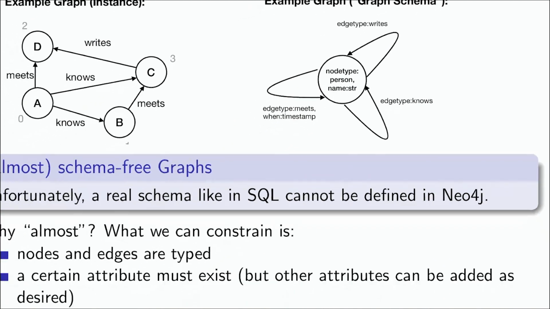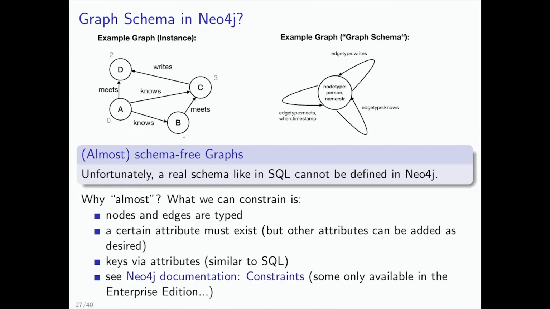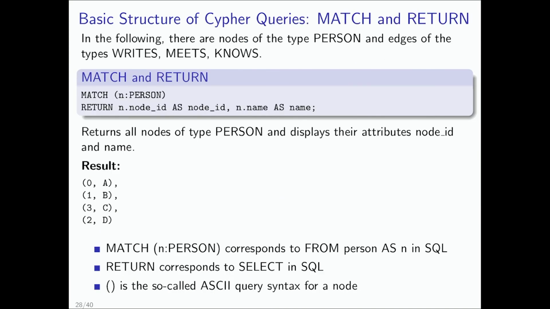you can define. However, when you compare it with what schemas in SQL do, you quickly run into the fact that it is quite limited. So you can constrain nodes and edges, and you can constrain that certain attributes must exist. You have something like keys, but it's far away from a real schema that you can define in SQL. So there are some ideas there. I'll just give you a glimpse of how that query language works, and then you play with that also in the assignments this week.